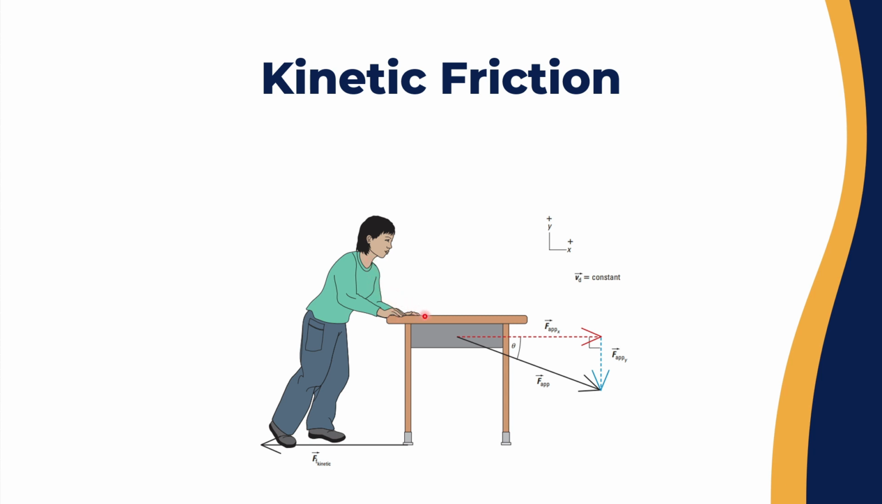So, same analysis as we did before. There is an applied force with a certain angle theta in reference to the x-axis. It has an x component, F applied x, and F applied y. And we mentioned before, by the trigonometry that we learned, F applied x is F applied multiplied by cosine theta, and F applied y is F applied multiplied by sine theta. And the kinetic friction force is to the left on the x-axis, against the x component of the force in this case.